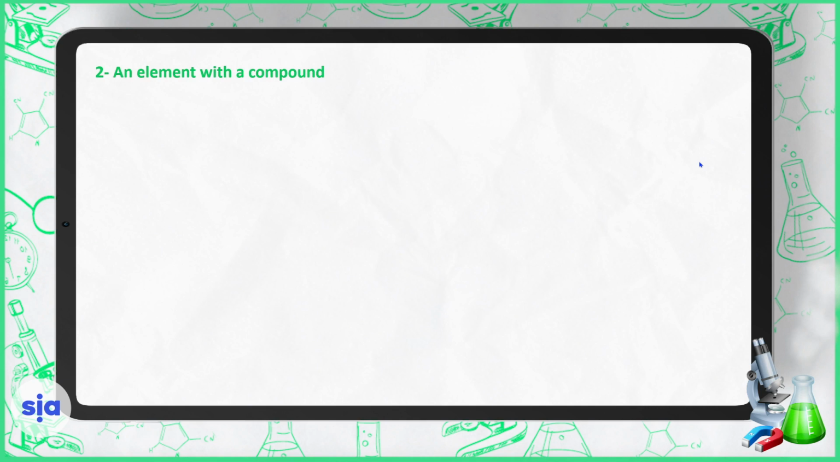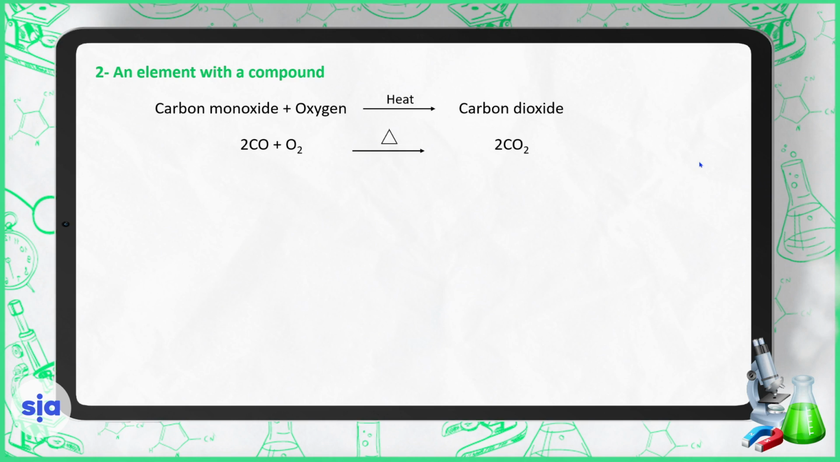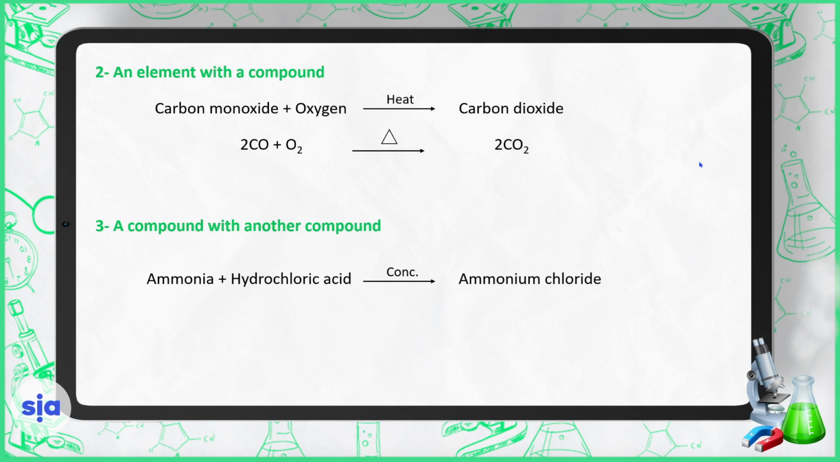An element with a compound: carbon monoxide plus oxygen. In the presence of heat, they will give carbon dioxide. 2CO plus O2, in the presence of heat, they will produce 2CO2. A compound with another compound: ammonia plus concentrated hydrochloric acid will give ammonium chloride. NH3, which is the ammonia, plus hydrochloric acid, HCl, concentrated, will give NH4Cl, which is ammonium chloride.